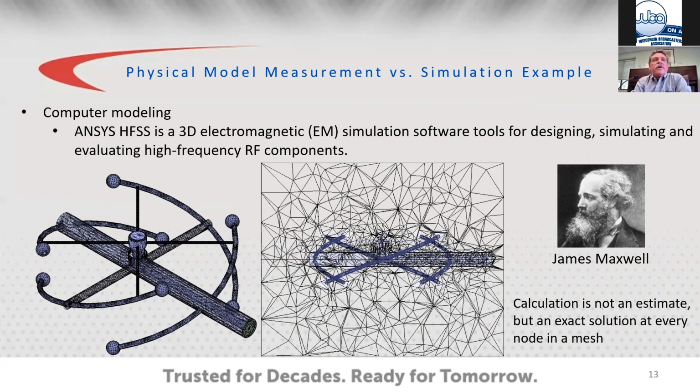Once a model is drawn, the software applies a mesh over top of the model, and Maxwell's equations are more or less solved at every node. We have had full-scale models that have had over 2 million nodes. So you can imagine that you need a lot of computing and solving power to do this. But with a tight mesh, it's really not an estimate, but almost an exact solution.